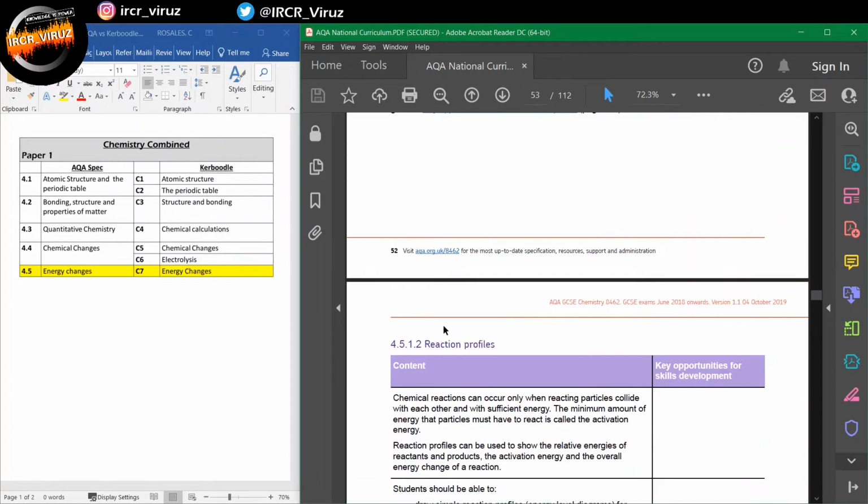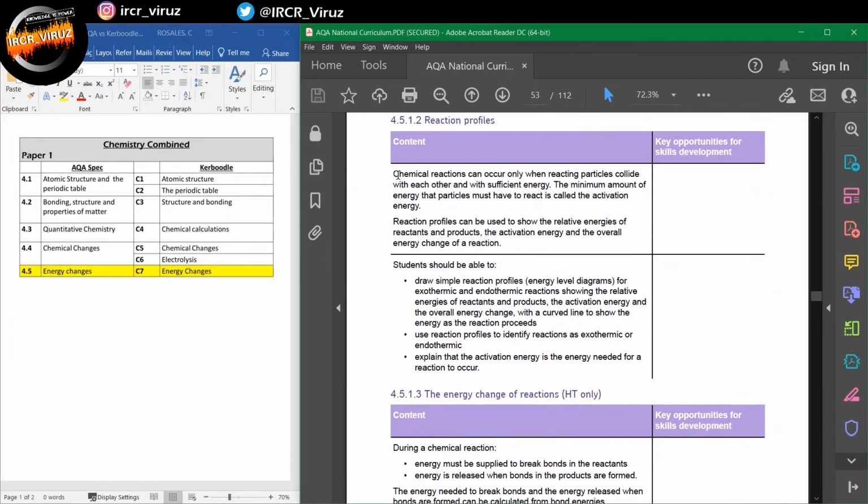Okay, reaction profiles, and this is where you got those profiles that look like a little hill, and then they go down, right? So what you need to remember is that for an endothermic reaction, the reactants are going to be lower than the products. Okay, so you have the reactants at the bottom, you're gonna go up the hill, and that hill is the activation energy, and then down the hill, and then that will be your products.